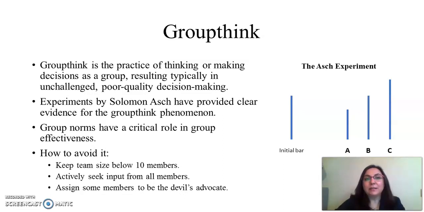Groupthink is actually the practice of thinking or making decisions as a group, resulting typically in unchallenged, poor quality decision making. So imagine you're part of a group, and let's say that if all group members other than you agree upon a certain element, a certain decision, then you will probably be willing to speak up less, right? Because everybody is thinking the same, so why not speak up your opposing opinion or idea? This is what we call groupthink.